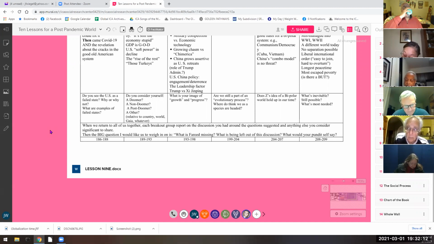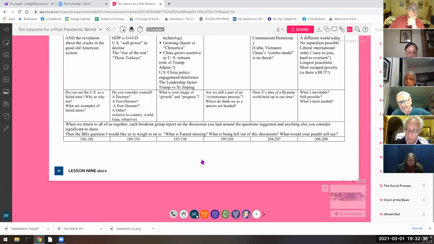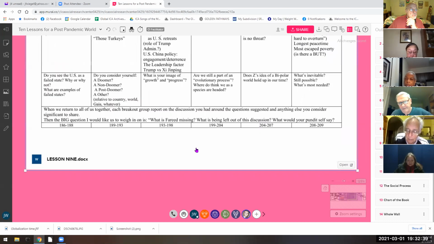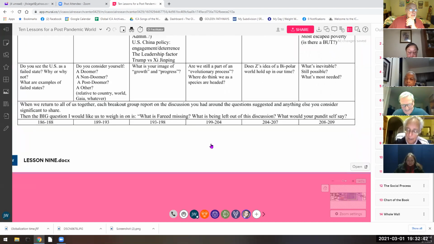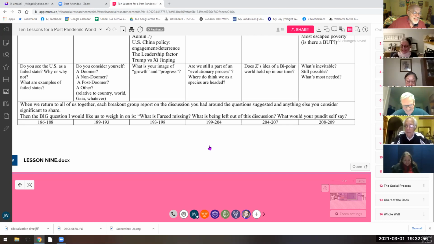And then the big question I'm thinking about is what's missing. What is missing? What has he missed? Not necessarily that he's off track, but what has he left out? You know the answer to that, don't you? Well, I do. I don't want us to weigh in on it and answer it now, because it sure as hell is missing. So that's pretty much it.